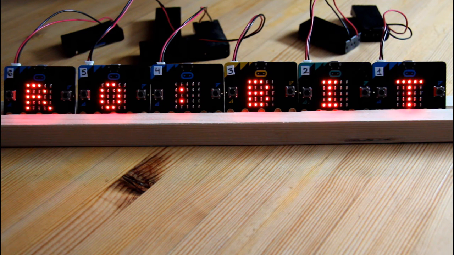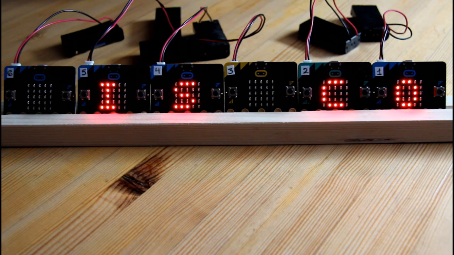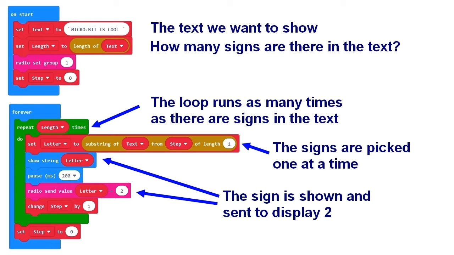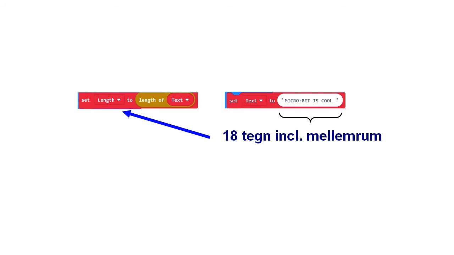Now we will take a closer look at the moving message sign. The program for the first microbit looks like this. Its task is to divide the text into individual characters and display them one at a time. Once the character has been displayed, it is passed on to the next microbit. The length of text function calculates how many characters, including spaces, there are in the text. That is stored in the variable length.